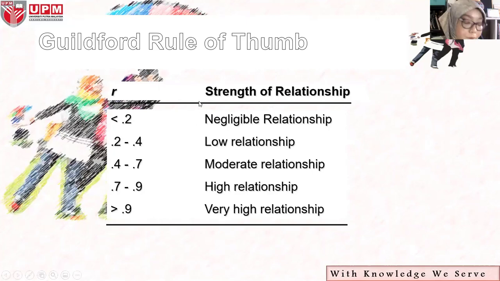Just to remind again, the highest level of relationship is 1. The highest value of correlation is 1. If in your result you have 1 point something, like 1.2 or 1.3 and so on, it means that there's something wrong with your data set, because the maximum value for correlation is only 1. It cannot be more.